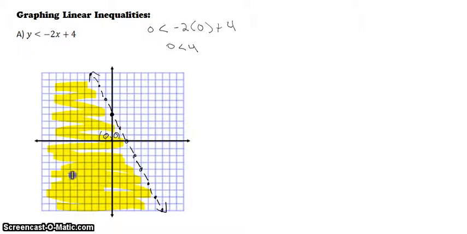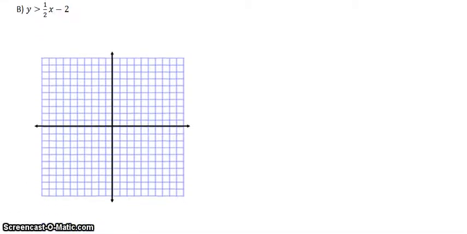And it's nice to actually use highlighters when you're shading, because that way, when we have the systems of equations, when you see them cross, they would change colors, and you can see exactly where the solution is for the two inequality lines for the system of equations. All right. So that is the graph of y is less than negative 2x plus 4. So let's look at the next one.